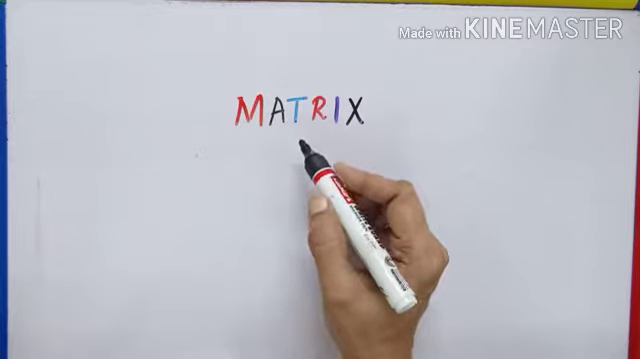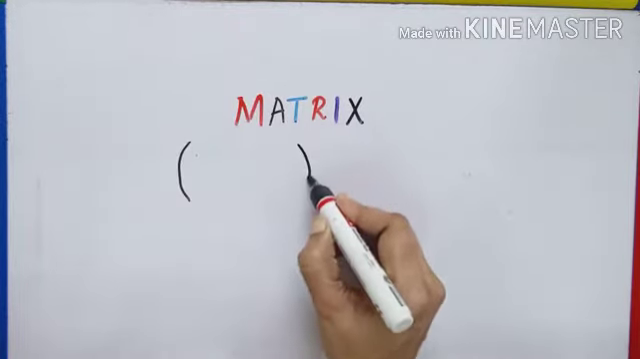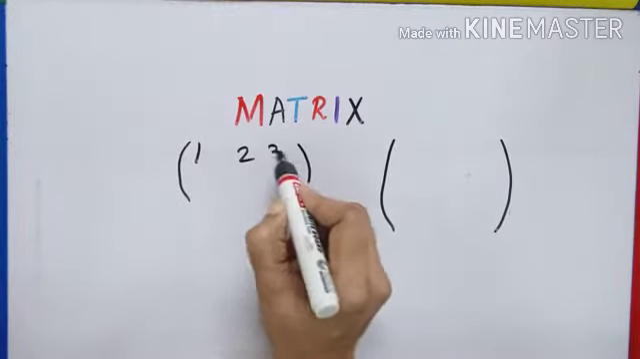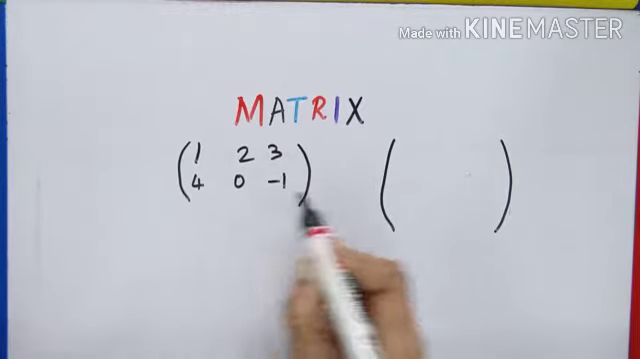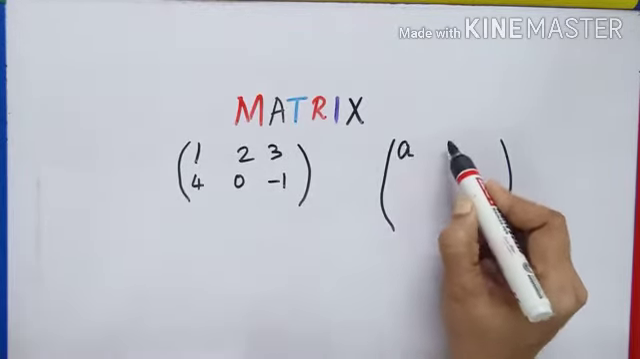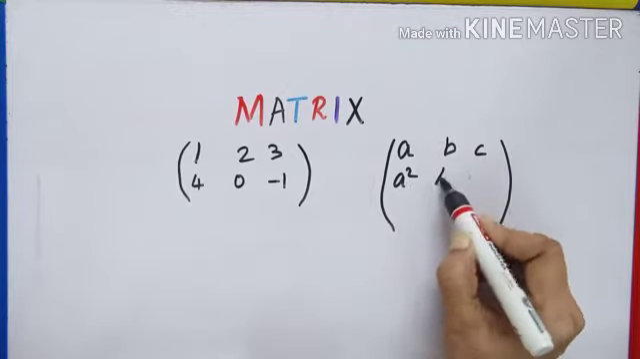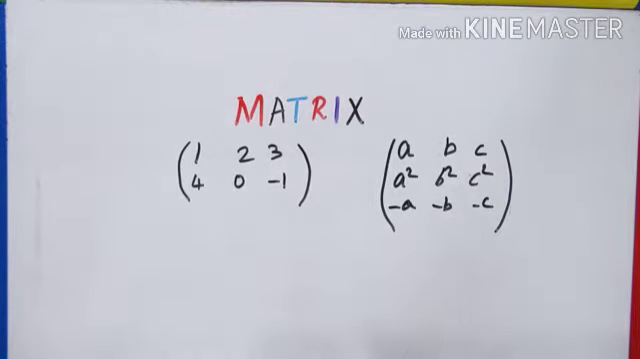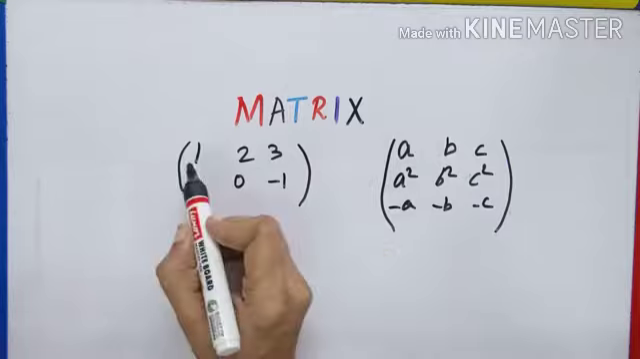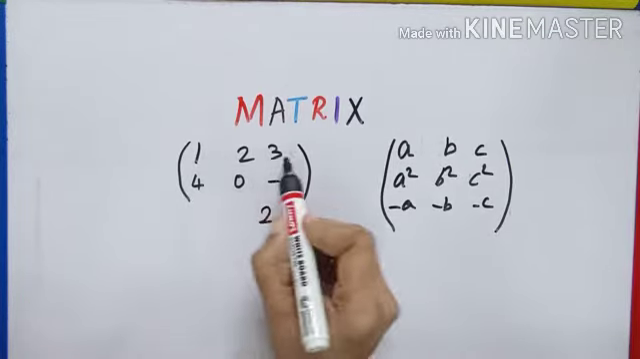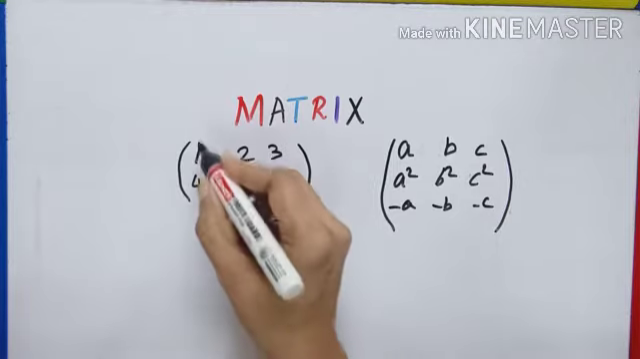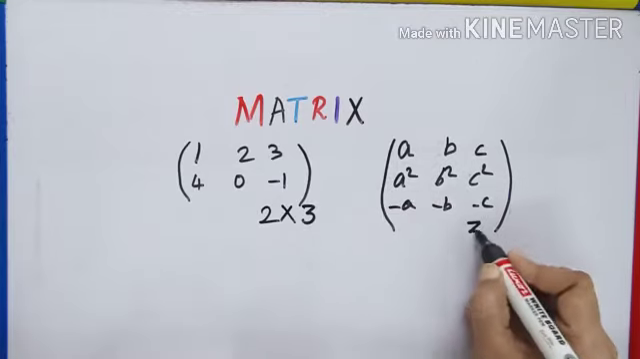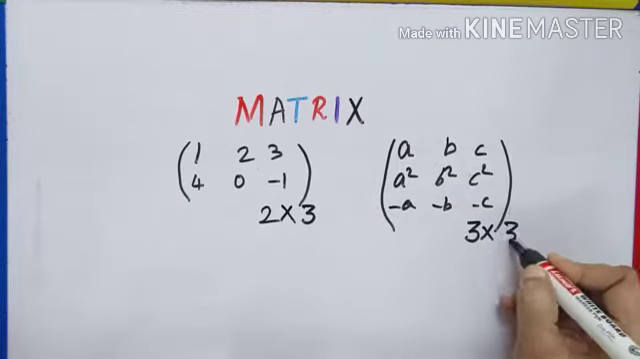Matrix is an array of elements. So we can write a matrix with numbers, positive, negative, anything can come, or elements like A, B, C, A square, B square, C square, minus A, minus B, minus C. So, in this arrangement here, there are two rows, row 1, row 2, and there are 3 columns. Here we say there are 3 rows and 3 columns.